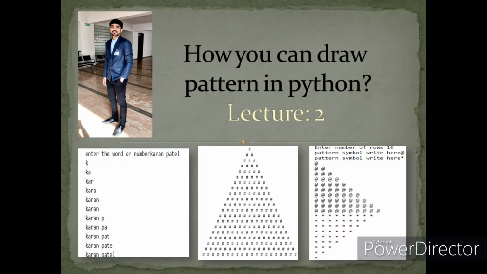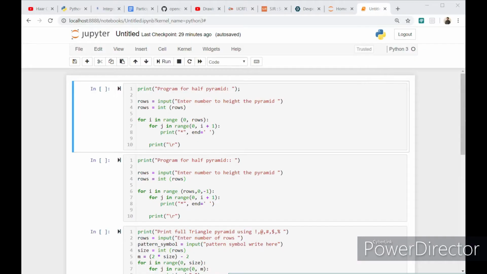In this video I will show you how you can print a pyramid with all kinds of symbols and different patterns in Python. In the first video, the video became so long because I wrote the code and explained it. So in this video I have already written the code, so I just have to explain.